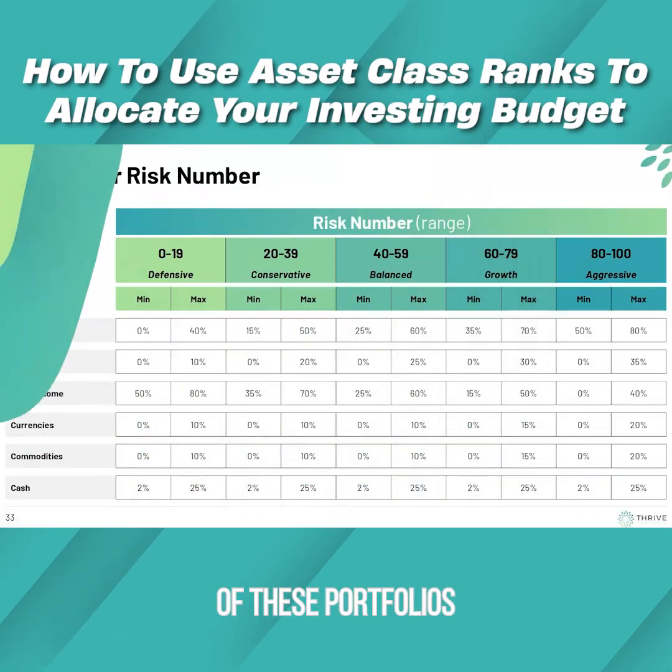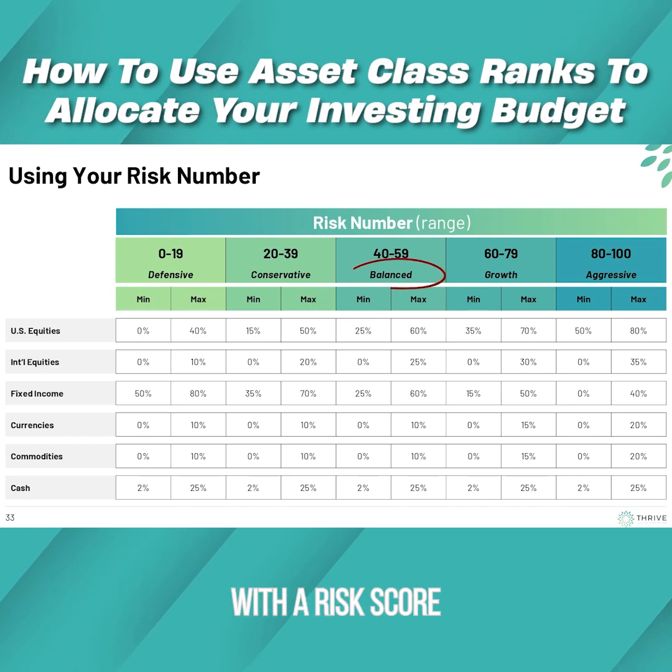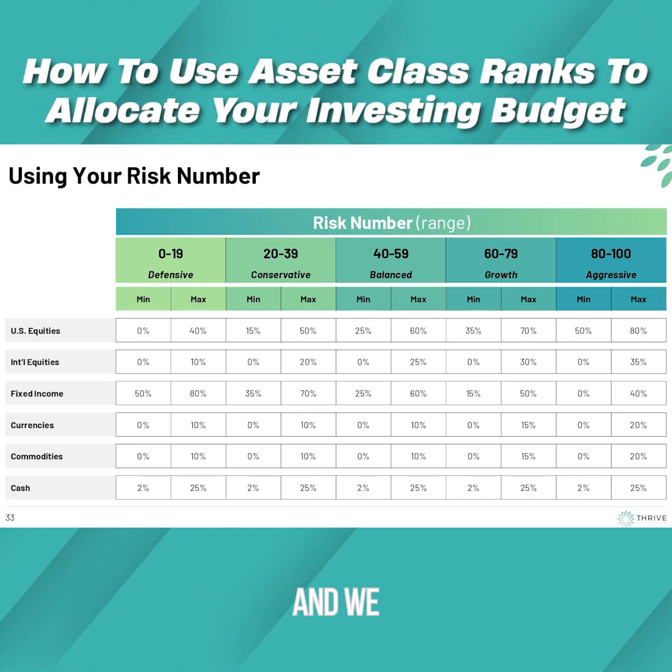Let's talk about how each of these portfolios stay within that risk range. Right in the middle, the balanced portfolio is for people with a risk score between 40 and 59. Depending on whether we're overweight or underweight different asset classes, the score should always fit within that range. And we accomplish this by setting guardrails for the minimum and maximum of each asset class you can be in.